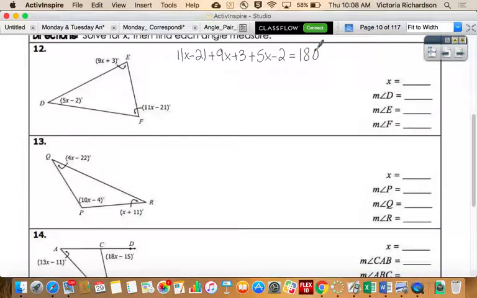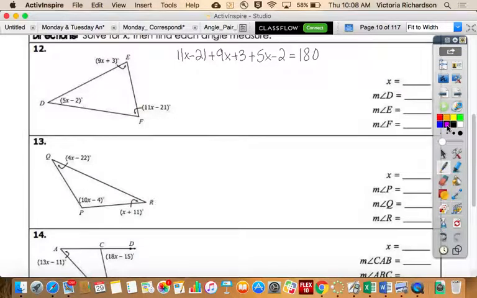So first thing I need to do is combine like terms, because I have x's and numbers, and I have a whole bunch of them, and it's easier if I put everything together instead of leaving it all separated out. So I'm going to put boxes around my x's, don't forget the signs, and I'm going to put circles around my numbers, and then I'm going to combine my like terms. So 11x plus 9x is 20x plus 5x is 25x. Negative 21 plus 3 minus 2 is negative 20 equals 180.